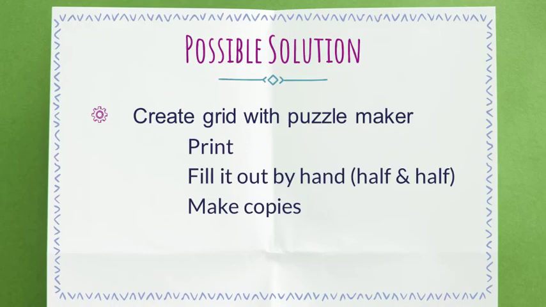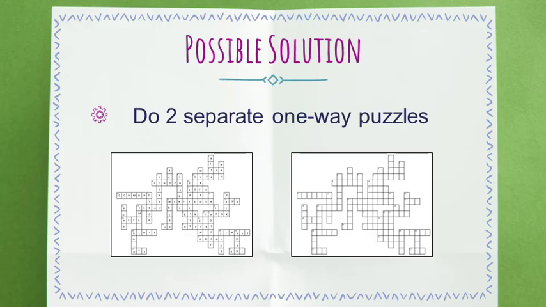And so one way you can create your own is to use a crossword puzzle generator to create the grid, blank, you write the words yourself, half and half, and then you make copies or scan it or do whatever you need to do with it. That's probably the easiest way. And of course, the other possible solution would be to do two one-way crossword puzzles. So first, one learner has all of the words and needs to describe, and then they switch. And so they do a new puzzle, but now the person who described before is now the person listening to the descriptions and completing the puzzle.